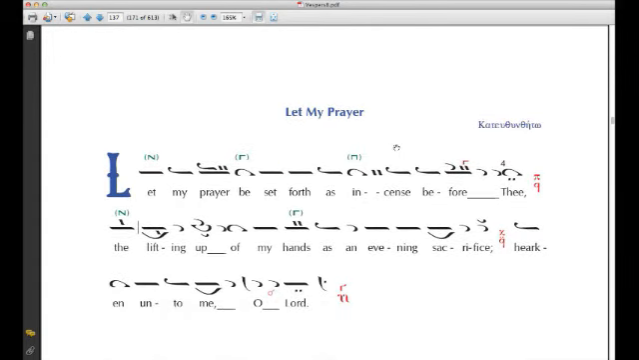Let My Prayer. Na na, that's our God. Vi ke ga vi ke ga vi ga vu pa vi zo ke vi ga vu ga vi ke vi ke zo ni zo ke ga vi ke vi ga vu ga.